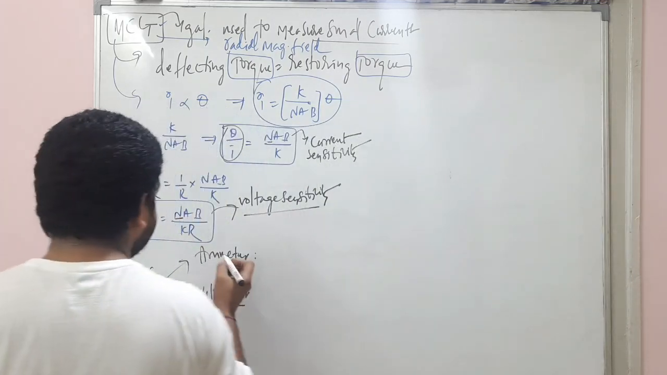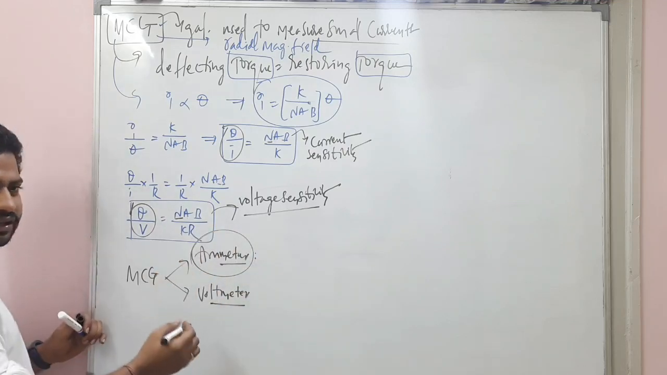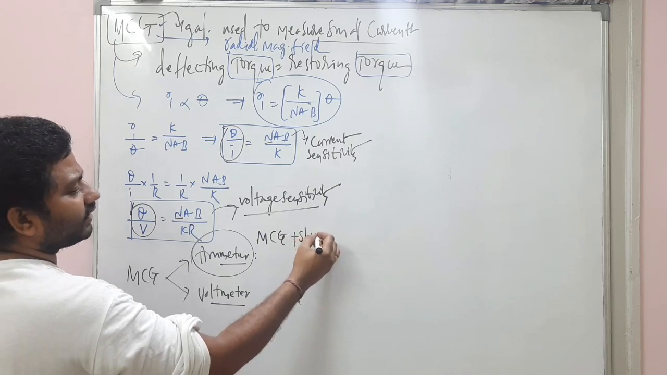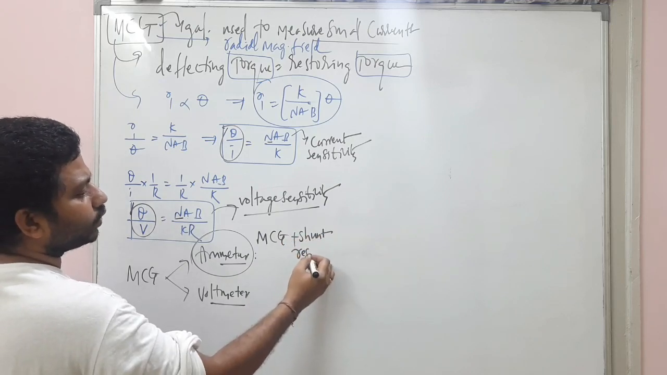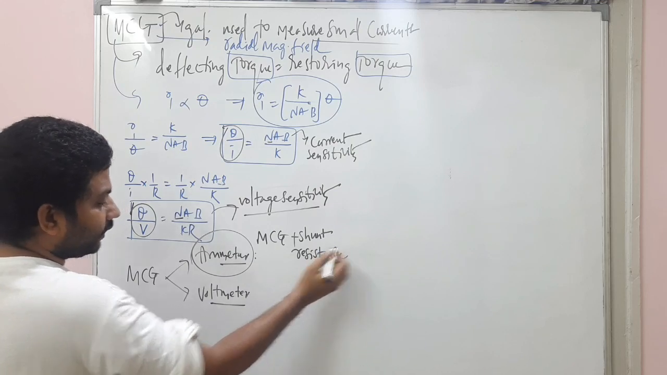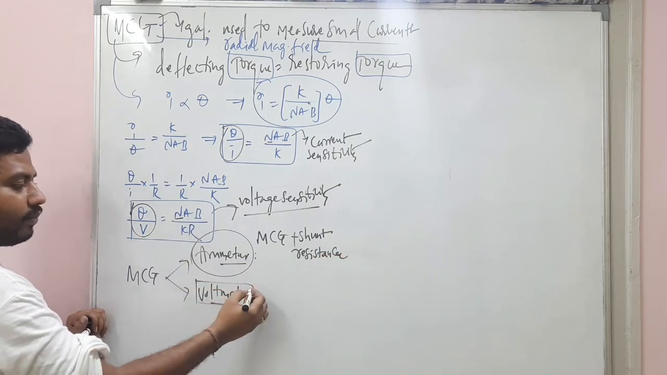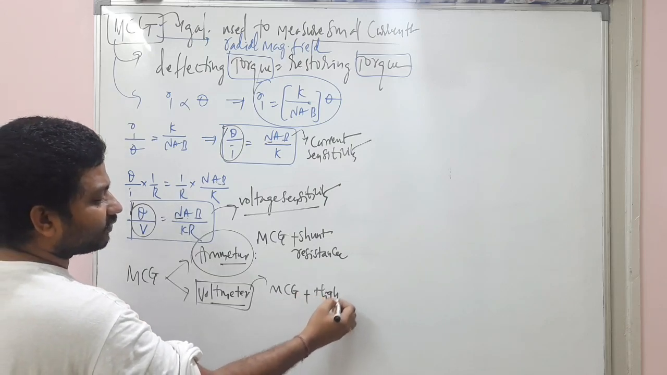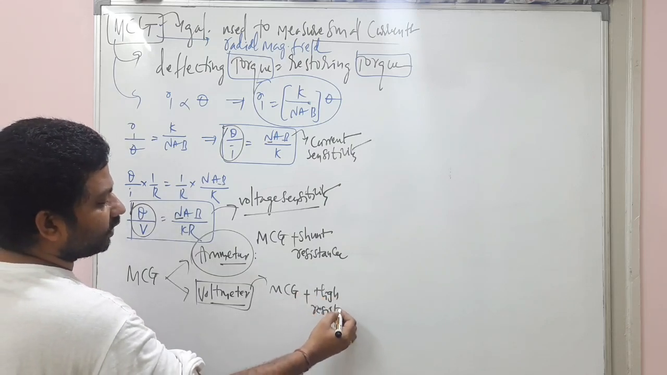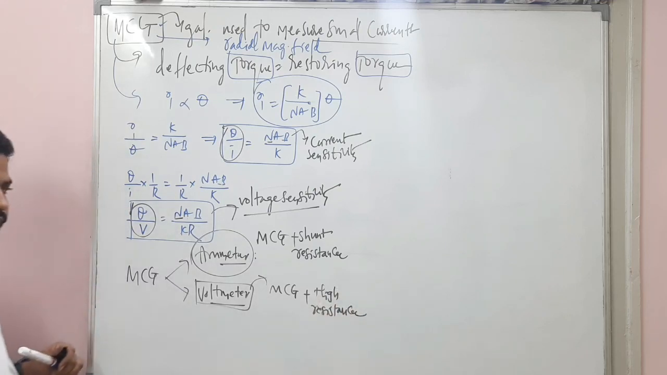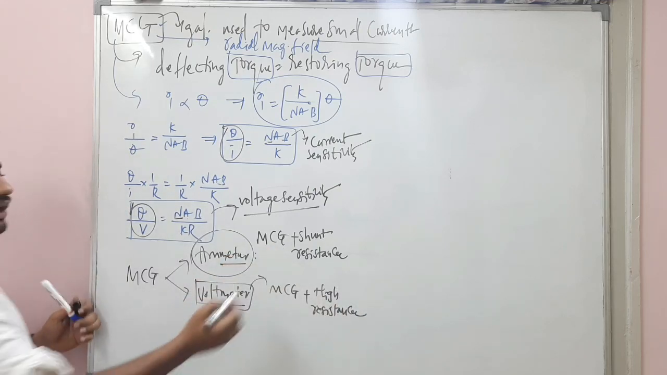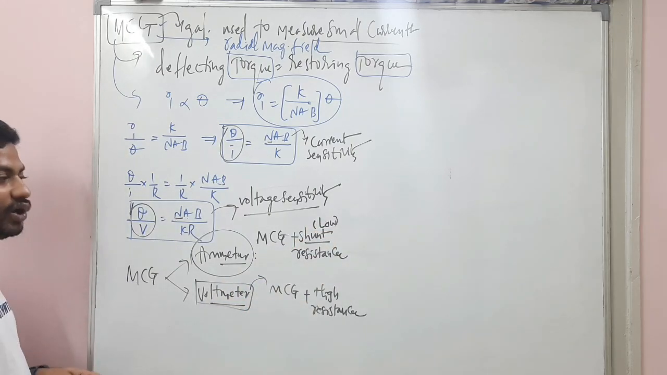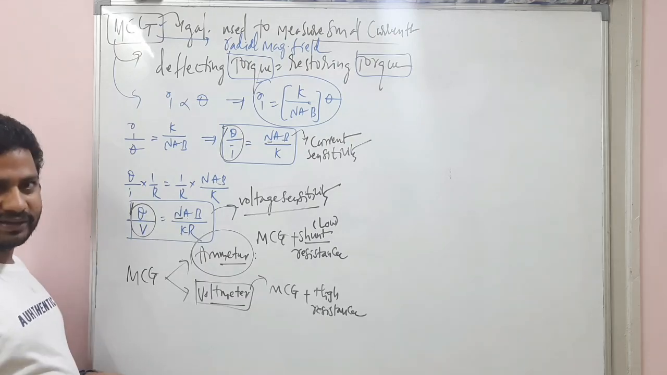Listen, my dear students, in this case for the ammeter, the moving coil galvanometer plus a shunt resistance will be used. And for the voltmeter, the moving coil galvanometer plus one high resistance will be used. These two you must remember. Shunt resistance is the low resistance. When resistance is low, the maximum amount of current will pass through that.